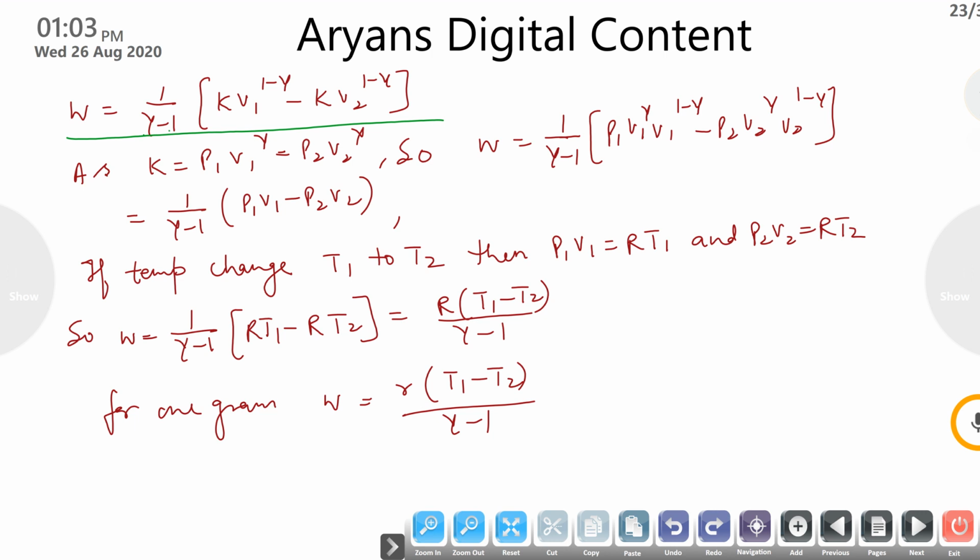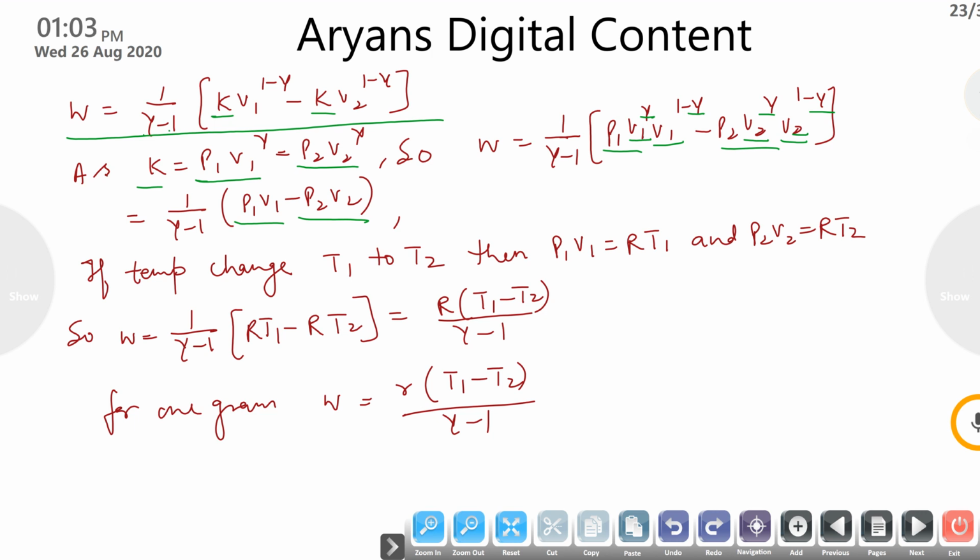Now, as we know, the constant K is equal to P1 V1^gamma and it is also equal to P2 V2^gamma. So I simply put the value of K here. Now from here I can see that this is V1^gamma and this is V1^(-gamma), and this is V2^gamma and this is V2^(-gamma). So these will cancel out. What will remain is P1 V1 minus P2 V2.